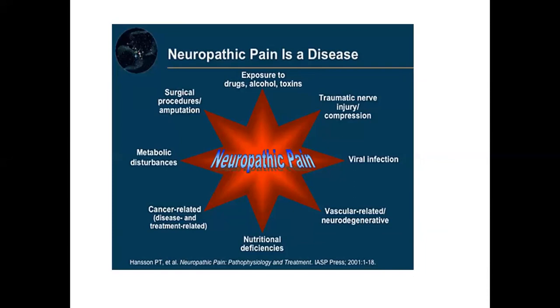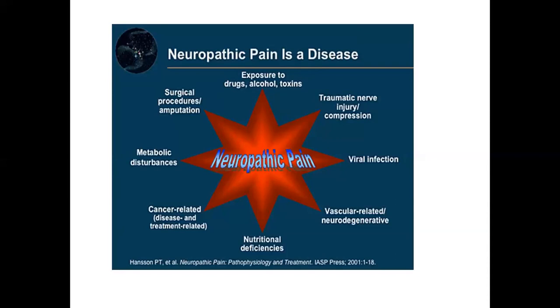So the argument was, if this was to come, then you don't just look at the traumatic nerve injury for this patient or the nerve compression of this patient. There are so many other factors: viral infection, vascular-related and neurodegenerative diseases, as we have said. Of course, if you combine this with nutritional deficiencies, cancer-related disease and treatment-related causes, metabolic ionic disturbances within the body, and the procedures, amputations that we do.